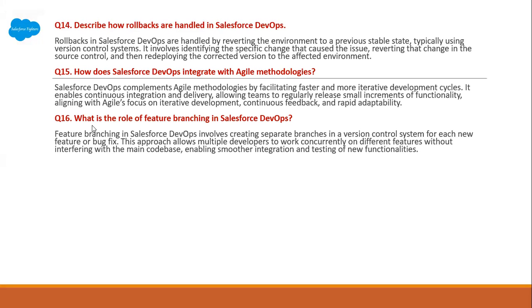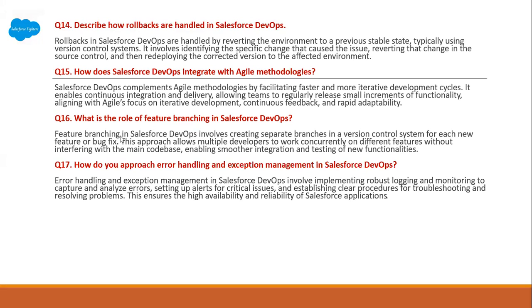Next question. What is the role of feature branching in Salesforce DevOps? Feature branching in Salesforce DevOps involves creating separate branches in the version control system for each new feature or bug fix. This approach allows multiple developers to work concurrently on different features without interfering with the main code base, enabling smoother integration and testing of new functionality.